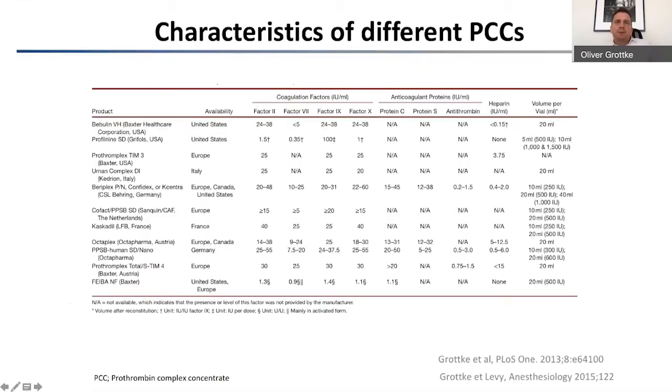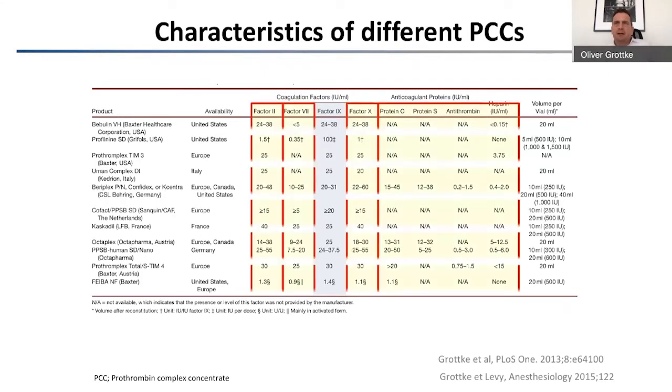We have different 4-factor PCCs also in Europe, and they are all only standardized on factor 9. Why is that? Because the 4-factor PCCs were initially developed for the treatment of hemophilia B. Of course, now we have different products for hemophilia B, but all other coagulation factors, 2, 7, 10, and also the anticoagulant proteins, protein C and S and antithrombin, are in these different PCCs at different concentrations. It's important to remember that these are not standardized. Also, most of them contain heparin. So if you have a patient with HIT, heparin-induced thrombocytopenia, you should not use this 4-factor PCC.